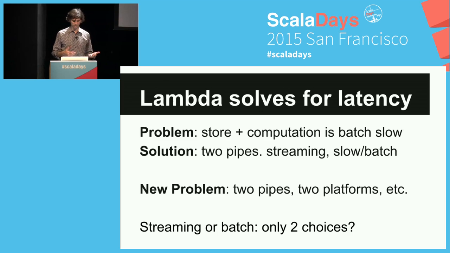But really, the thing I want to start by challenging is, are those really the only two options? We've got the slow batch and the fast streaming. My grandmother used to call this the Sears catalog approach: if it's not in the Sears catalog, it doesn't exist. Well, are there really only two choices, streaming versus batch?